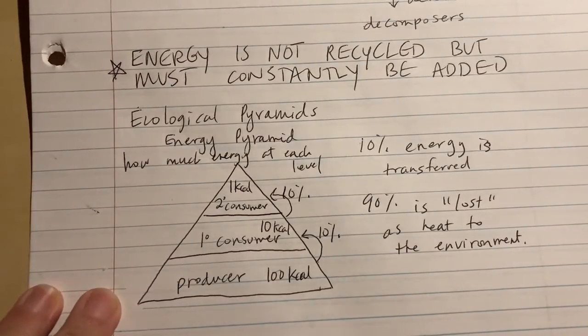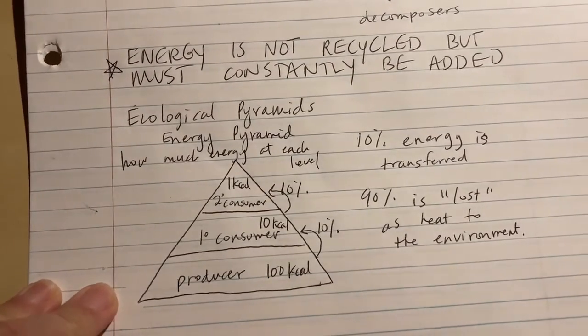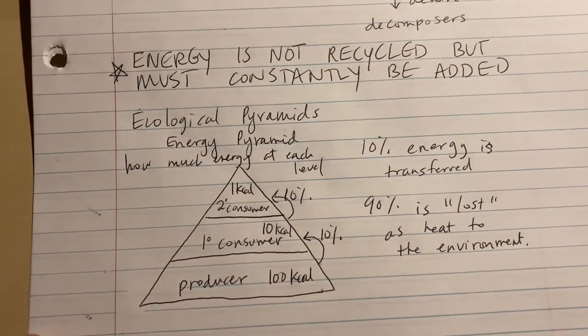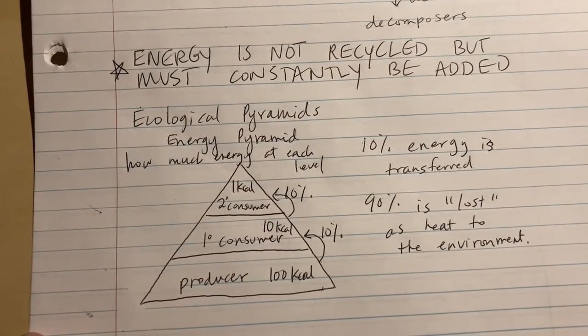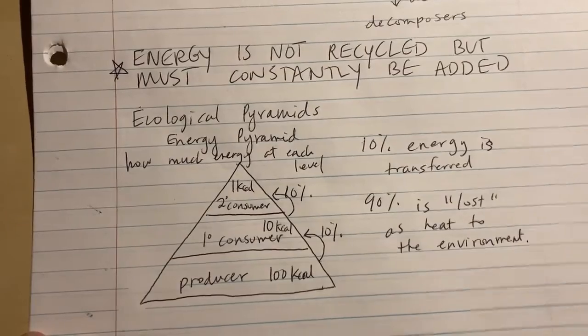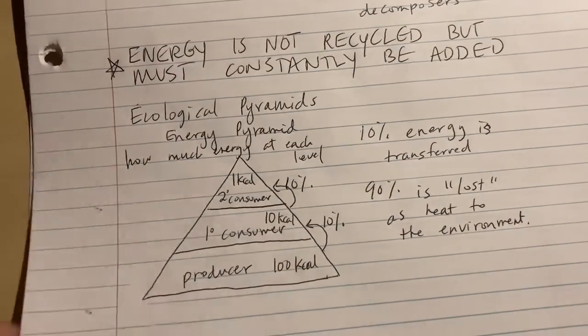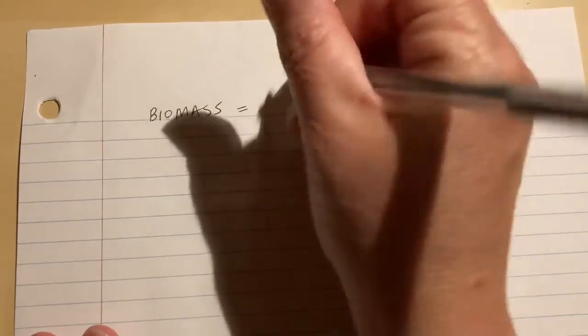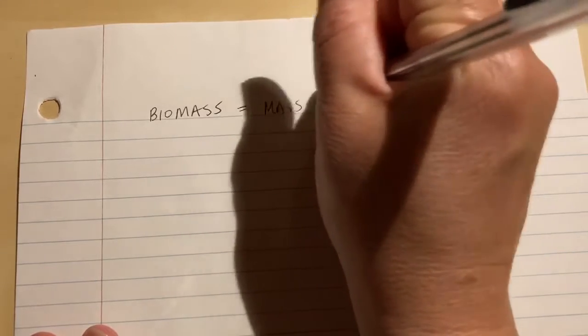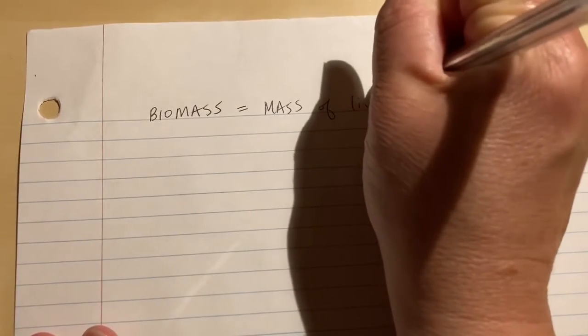And I'm actually going to switch papers here because I don't have enough space. And of course, I'm going to take pictures of this and put it up. So I'm going to switch papers on us. And we're going to look at the biomass pyramid, which we also looked at yesterday when we were doing our Hunger Games activity. So remember, biomass equals the mass of living things.